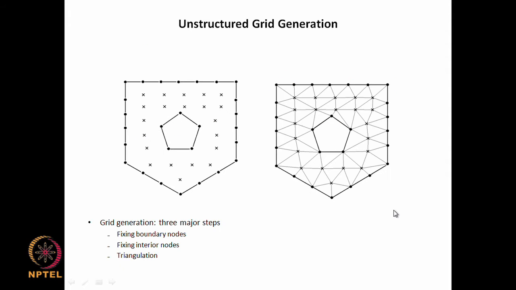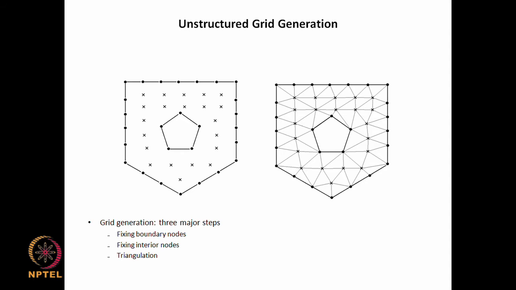So, when you want to go from just a boundary into a triangulated mesh like this, we would have 3 major steps to reach this particular point. First is fixing the boundary nodes, second is fixing the interior nodes, and third is triangulation, that is, joining these individual points to make up triangles. We may look at these as fairly simple to do, but one would have to take a lot of care in making sure that, for example, all these points are well distributed.